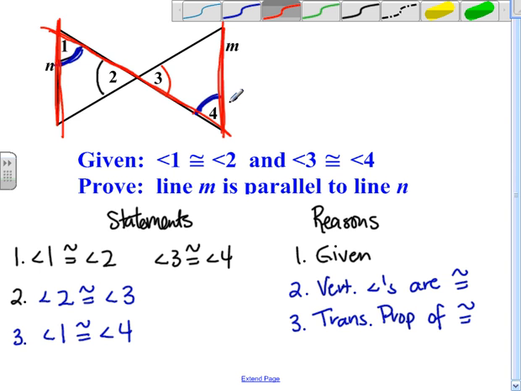So when I look at the red lines, the two lines that I'm trying to prove are parallel, and the two angles that I know are congruent in my transversal down the middle there, I can say, yep, M is parallel to N. These angles are alternate interior angles, so it's the alternate interior angle converse, and I've proven the lines are parallel.